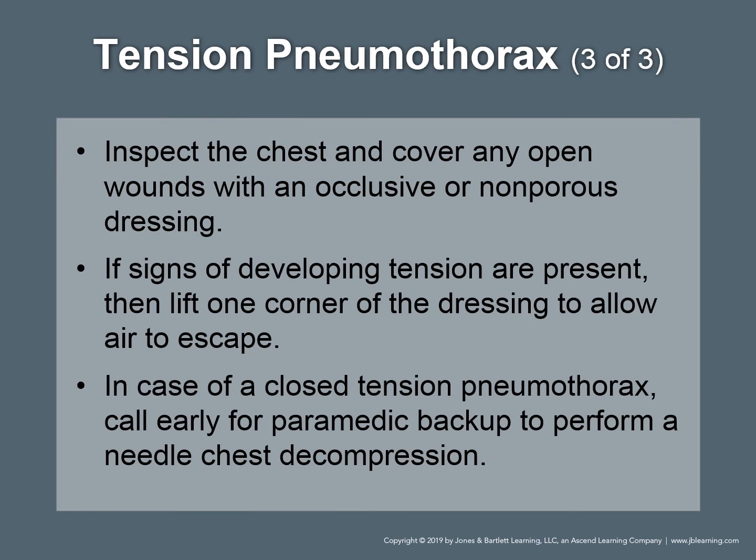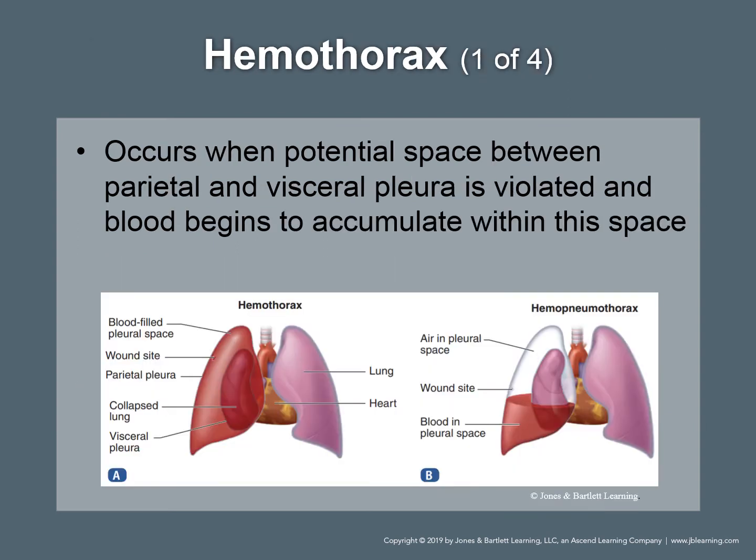Okay? Inspect the chest, as always, with every other patient. Cover any open wounds with an occlusive dressing. We've talked about that. If signs of a developing tension are present, lift one corner of those dressings to allow the air to escape. If it's a closed tension pneumothorax, you're going to need a paramedic to do a chest needle decompression and release that air internally with a large needle.